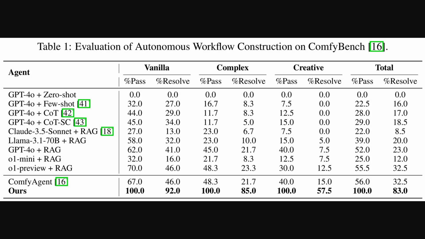So that whole search tree process we just saw, it sounds great in theory, but this table really shows us the payoff in practice. We're looking at results from the ComfyBench benchmark, which tests how well an AI can build a working process from scratch. The two key metrics are the pass rate, which is whether the system creates a workflow that can run, and the resolve rate, which is whether it actually succeeds at the task. The results for ComfyMind, shown as ours, are stunning. It hits a 100% pass rate across the board, completely avoiding errors, while its overall resolve rate is 83%, a massive leap from ComfyAgent's 32.5%.